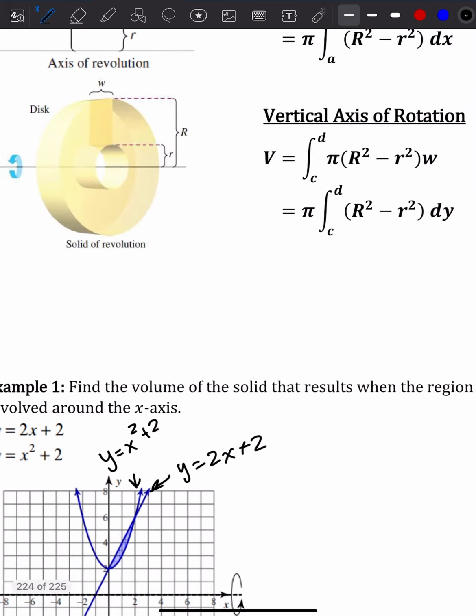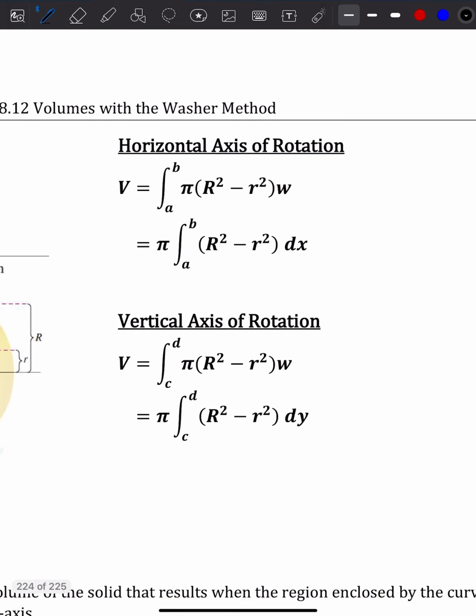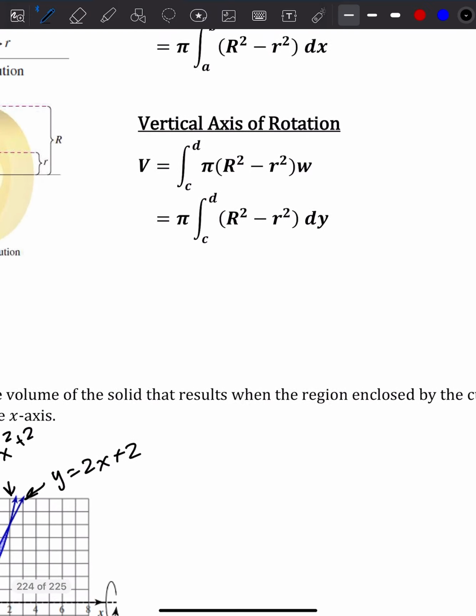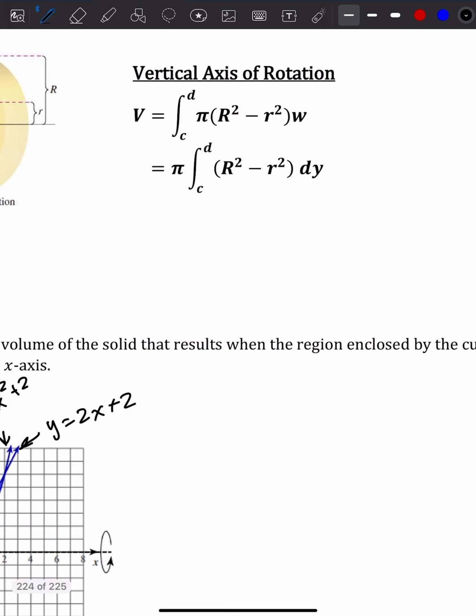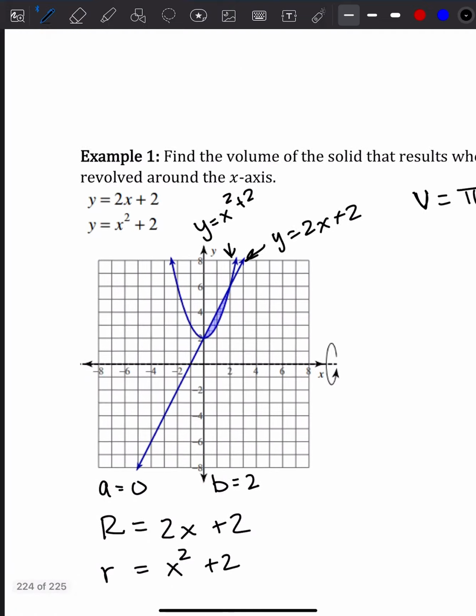Okay, now we're going to plug it into our formula. So our volume is equal to pi times the integral from a to b of big R squared minus little r squared. And this comes from the area of a circle, so pi r squared, but our radius is those two subtracted from each other. So volume is equal to pi times the integral from a to b. A was 0, b was 2, of big R squared minus little r squared.